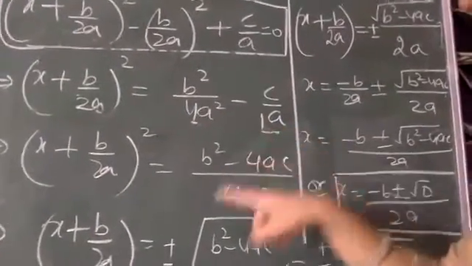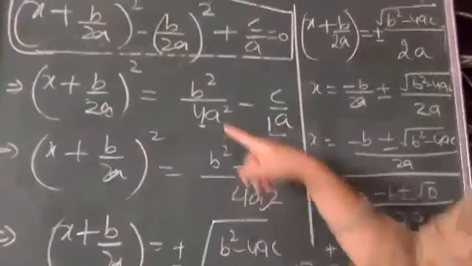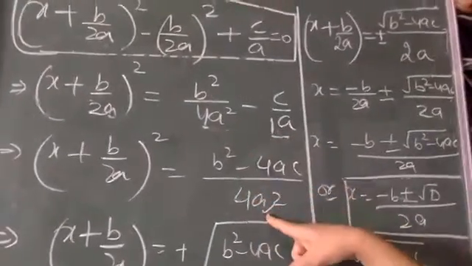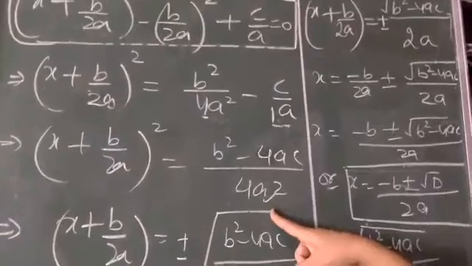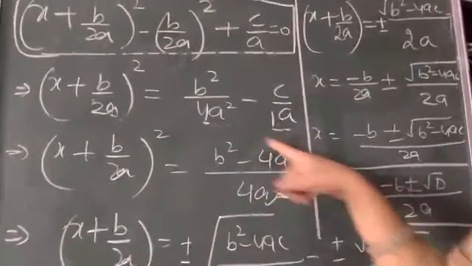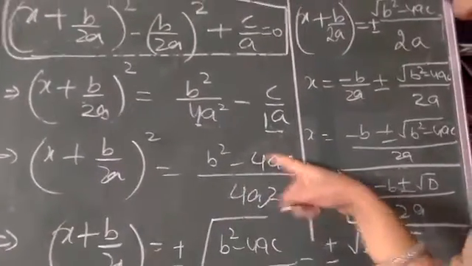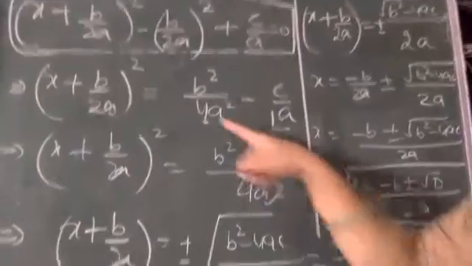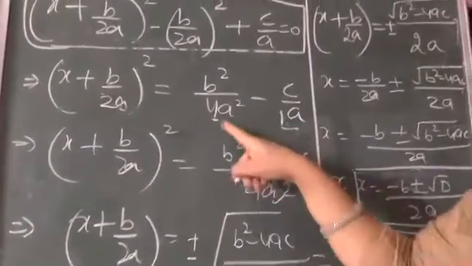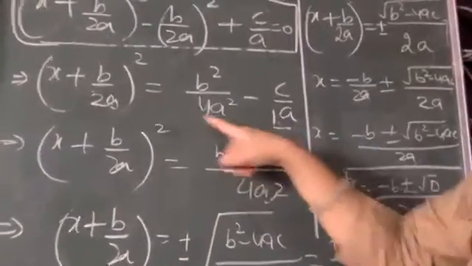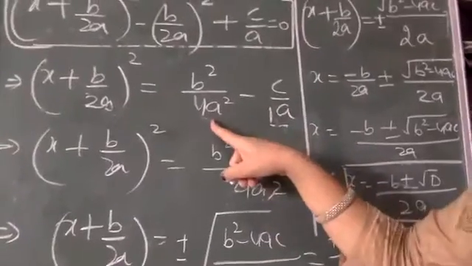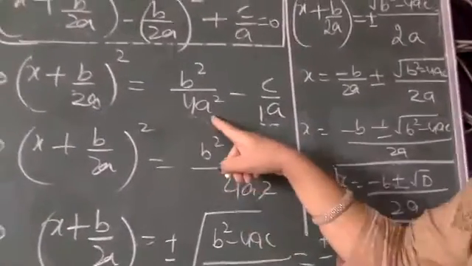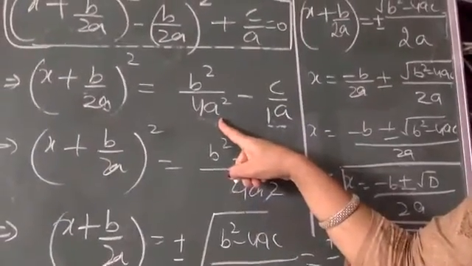So 4 is the LCM of the numerical coefficients, and between a square and a, the highest power is of a square. So a square will be written here. So we have taken the LCM of 4a square and a. All of you, is it understood how to take the LCM? Highest power of a square, and the LCM of 4 and 1 is 4, so the LCM is 4a square. Now this 4a square will be divided by this 4a square. 4a square divided by 4a square gives you what?